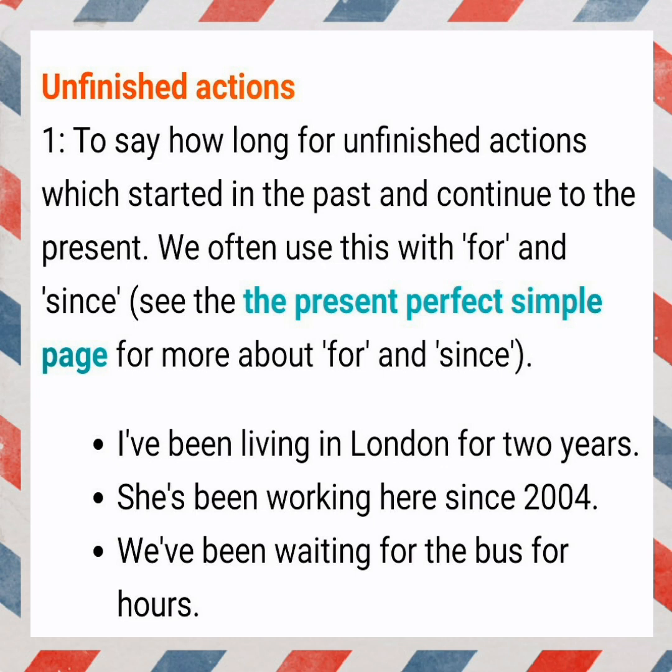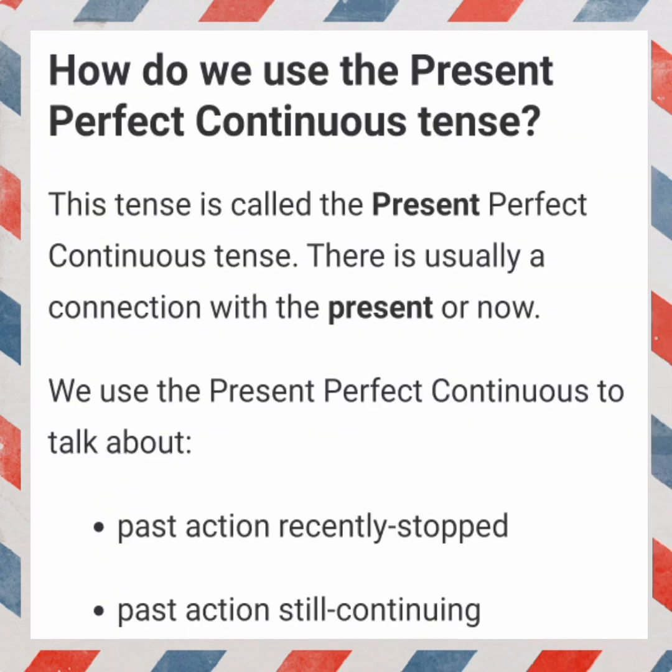We don't know whether the action is finished or not. That is unfinished actions. We are using this present perfect continuous. How do we use this present perfect continuous tense? This tense is called the present perfect continuous tense. There is usually a connection with the present or now. We use the present perfect continuous to talk about past action recently stopped and past action still continuing.